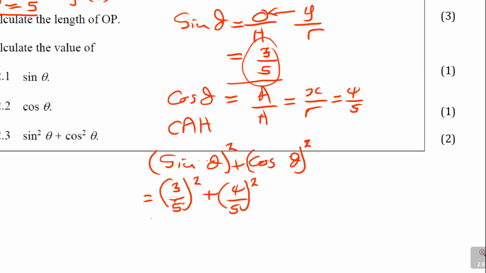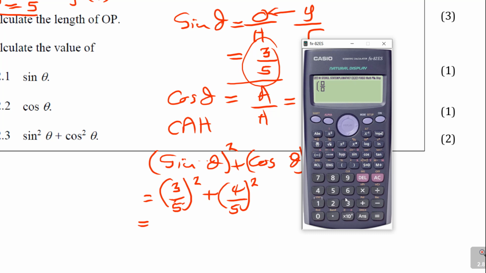And then if you use a calculator to solve this, let's check with the calculator what it gives us. So we have 3 over 5 squared plus, and then we have 4 over 5 squared, and I get a 1.